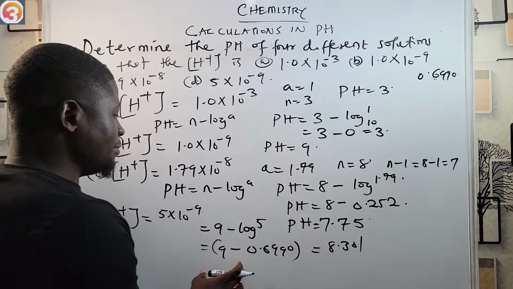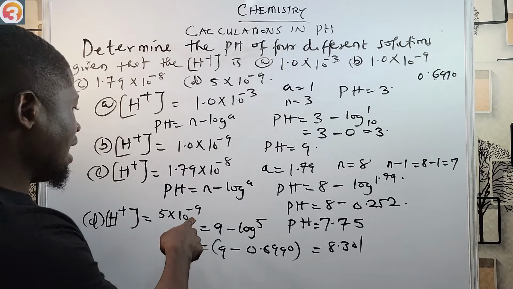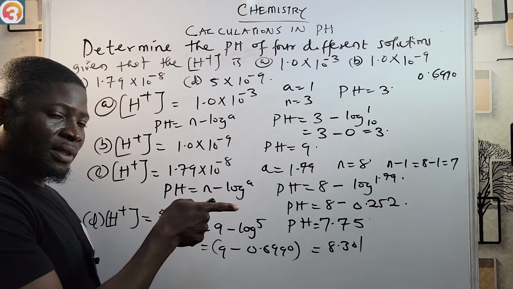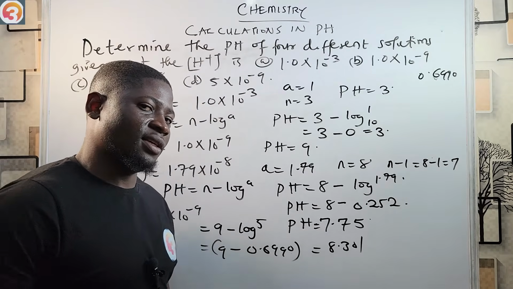The answer, if you see, is between 9 and 8, because here our N is 9 and our N minus 1 is 8. That is 9 minus 1, 8. So our answer is valid, 8.301.